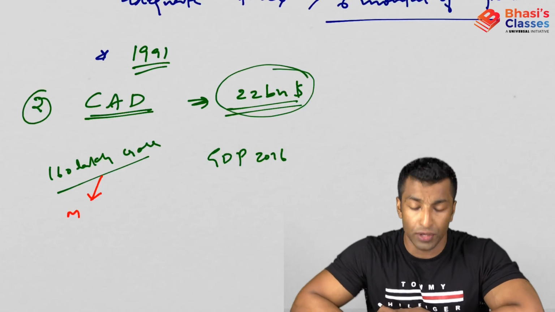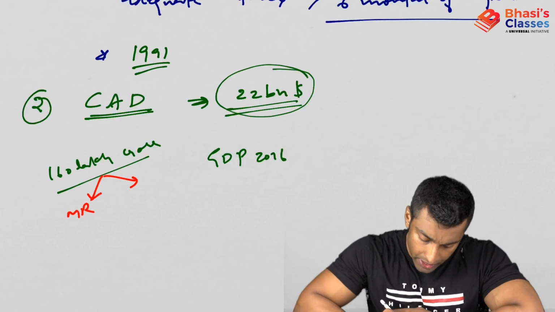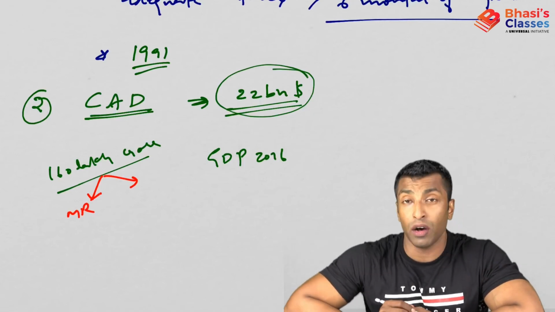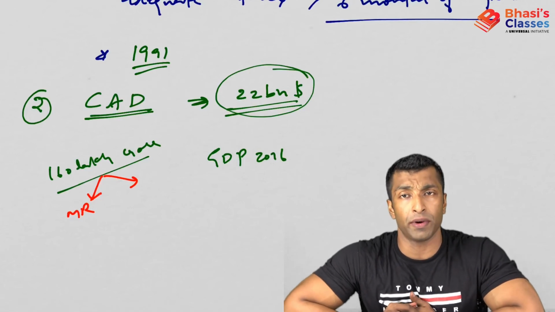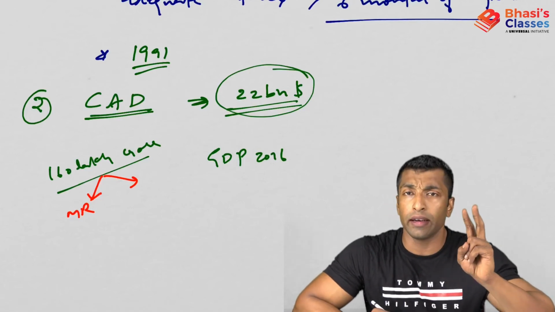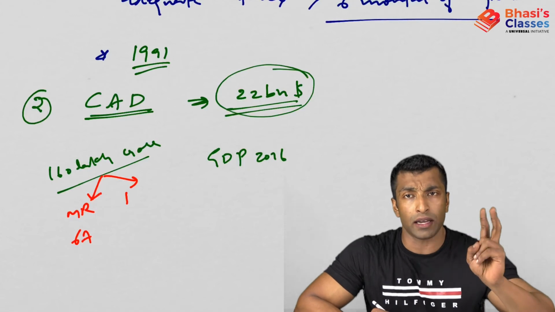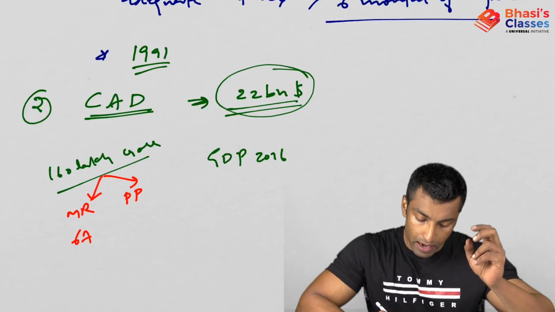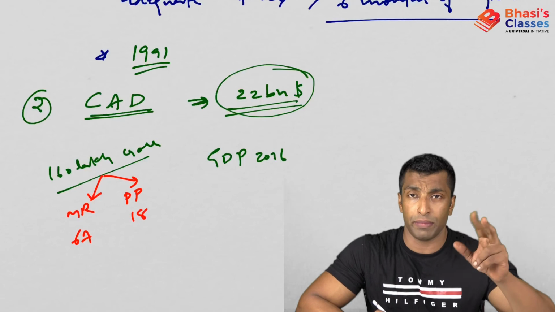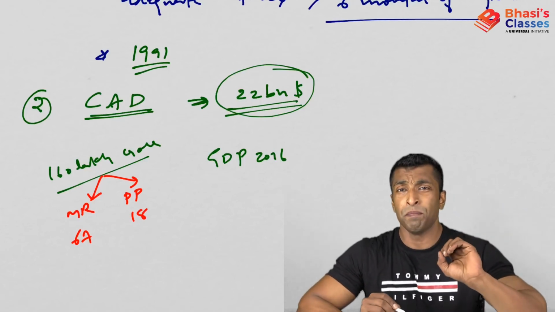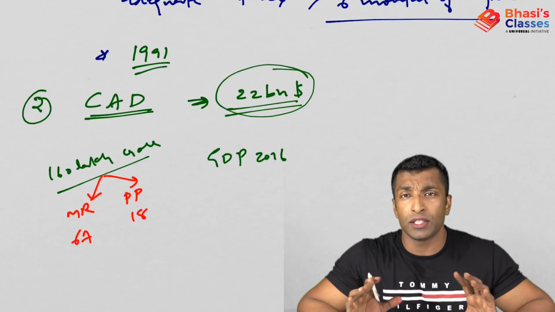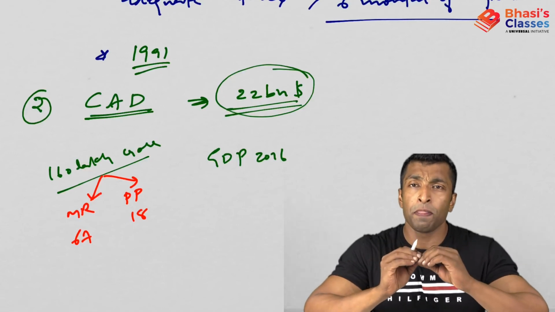Now there are two ways in which you can convert. Either you can go for the market rate of dollar, or you can go for the purchasing power rate actually. So both are exchange rates only. One is the market rate, let's say 67 rupee, and one is the purchasing power parity based rate, that is around 18 rupee. What is the difference between these two we have already discussed, but quickly I'll tell you.